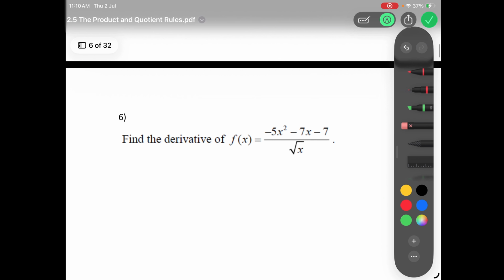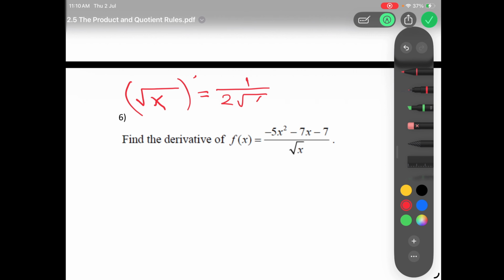Next, we have this function here. Also, we can apply the quotient rule again, and keep in mind the derivative of square root of x is very, very common, so please keep it in mind. So it will be 1 over 2 radical x. So this will ease the task, okay?